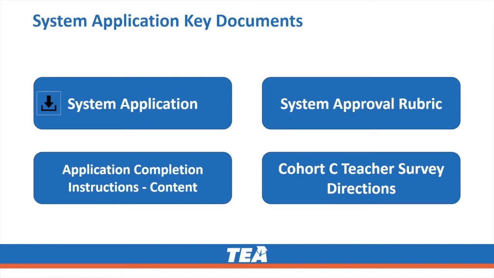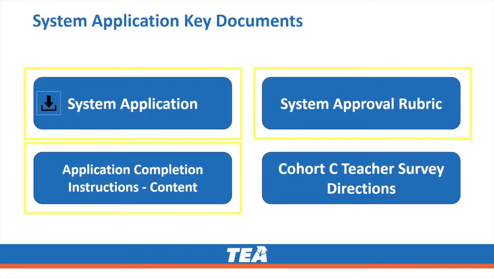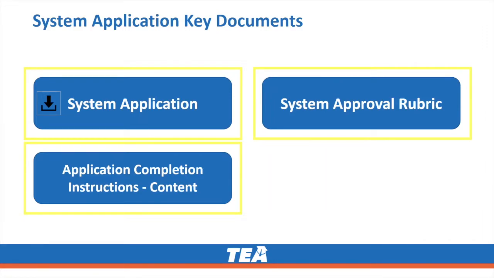As a best practice, we encourage districts to have open the system application, system approval rubric, and application completion instructions at the same time. Another best practice is to ensure that districts are reviewing the performance standards as they complete the system application. We will first start with the system application.